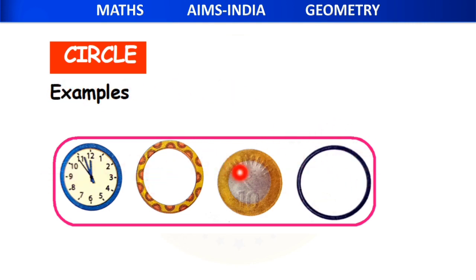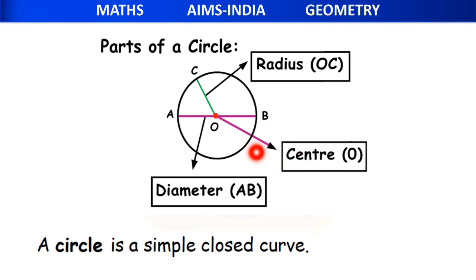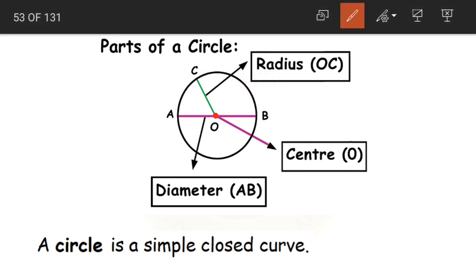Yes, here are some examples of objects which are in the shape of a circle. Now what are we going to learn about circles? We are going to learn about parts of a circle. What are we going to learn about, children? Parts of a circle. Now first, what is a circle again?